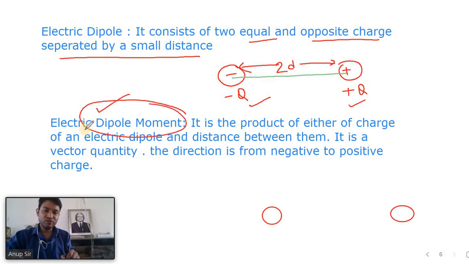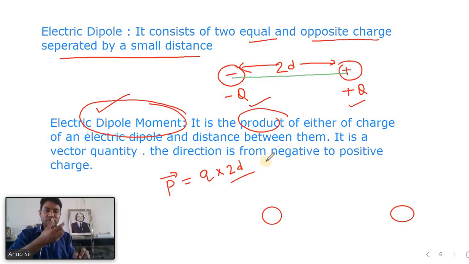And there is one physical quantity, and that physical quantity is known as dipole moment. As it is due to the electric dipole, the moment is known as electric dipole moment, and it is just the product of either of the charges of the electric dipole and the distance between them. So here the notation to write the dipole moment is p vector. It is a vector quantity, and it is the charge of any one charge, either positive or negative, times the distance between them. Here we have taken the distance between them as 2d.